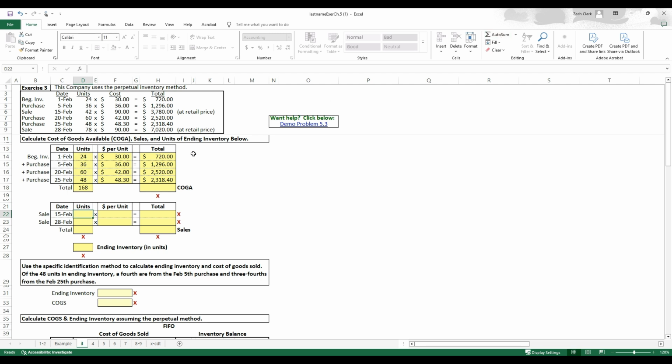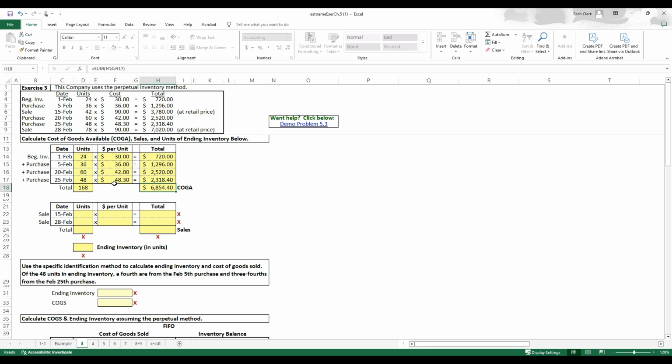Okay, and then let's sum up the unit totals there. So we have 168 units, that's the number of units we had available to sell in total. And the value of those is $6,854.40.